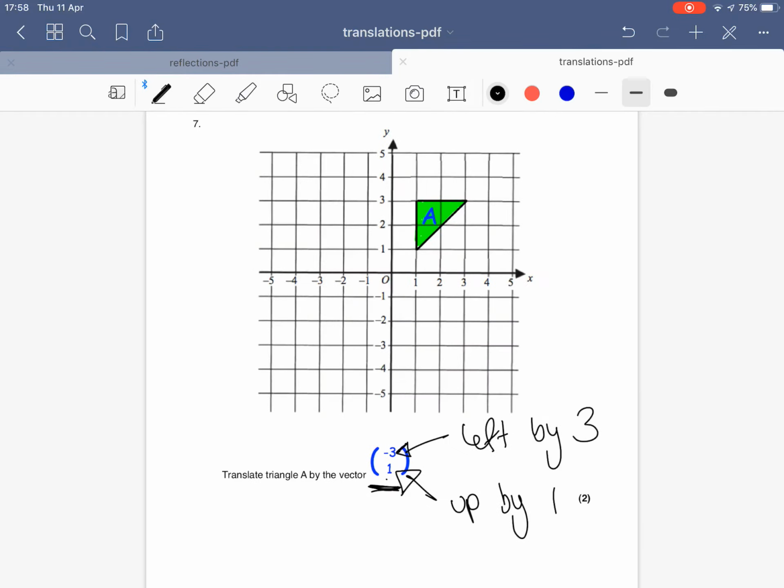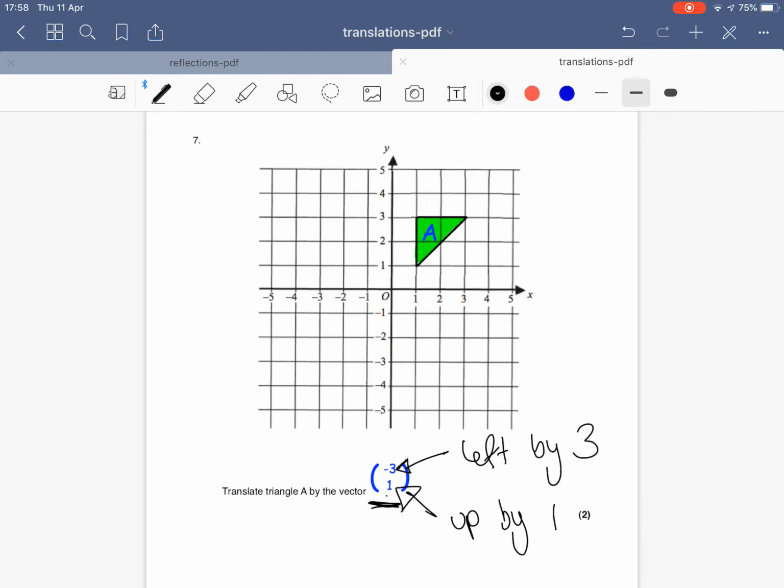So I want to go left by 3, up by 1. This is deceiving because it looks like I should go left then down, or just down then left, but it wouldn't go down then left, but still. Okay, so it is a bit deceiving that we're going up by 1.